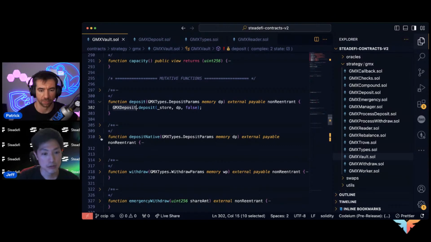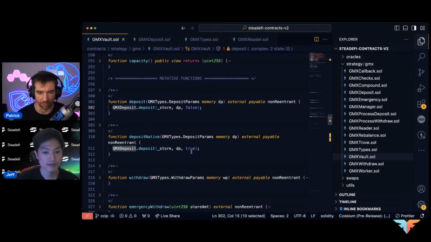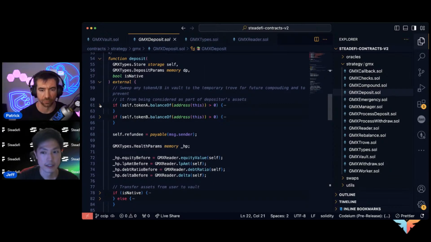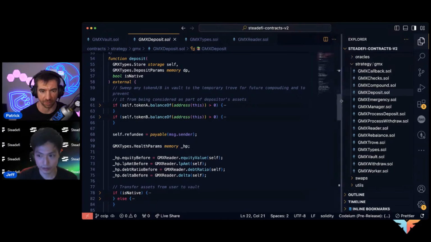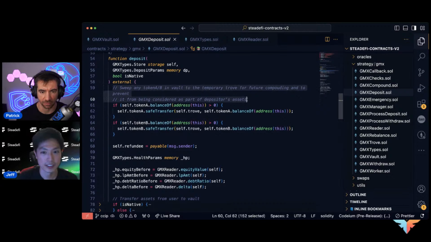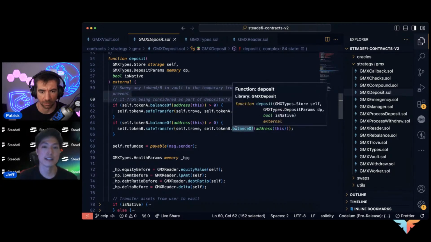But it's just deposit. Oh, it's the same thing, just with true. Got it. Same thing, just true or false. Yeah, that's right. Most of the logic is the same. That's why instead of having two different deposit native and deposit functions in the library itself, we just have this native boolean here. So this first check here: if self.tokenA.balanceOf(address) is greater than 0. Yeah. So this is sweeping the assets here.